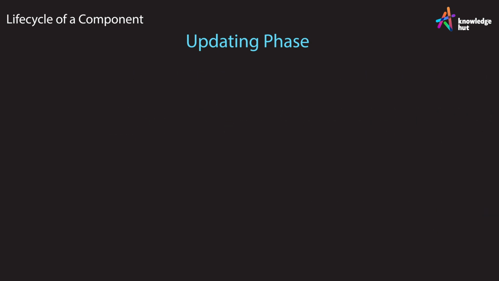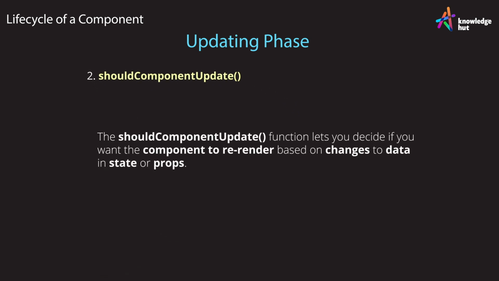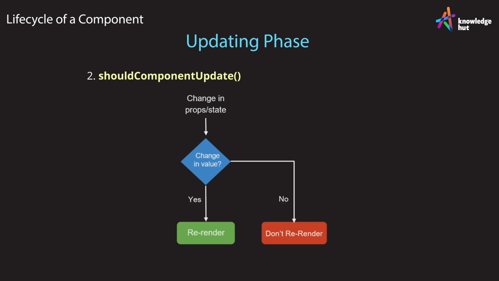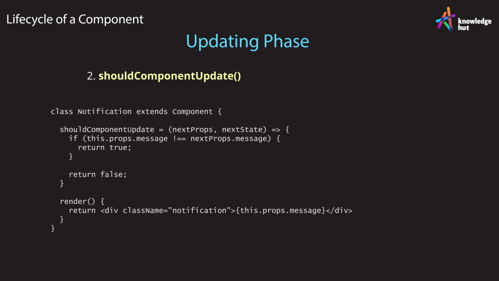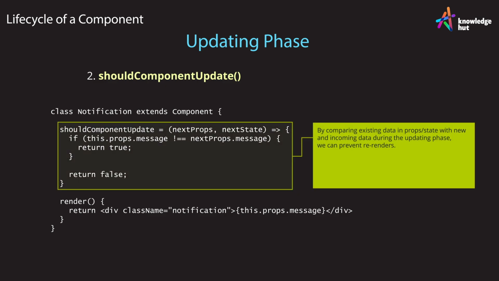After this lifecycle method, the shouldComponentUpdate method can be invoked. This function lets you decide if you want the component to re-render based on changes to data in state or props. As a result, DOM reconciliation can be prevented for components if data in the props or state has not changed, thereby boosting performance. The way this method works is that it lets you implement a comparison between the current value of state variables and props with the updated values that have just come in during the updating phase.